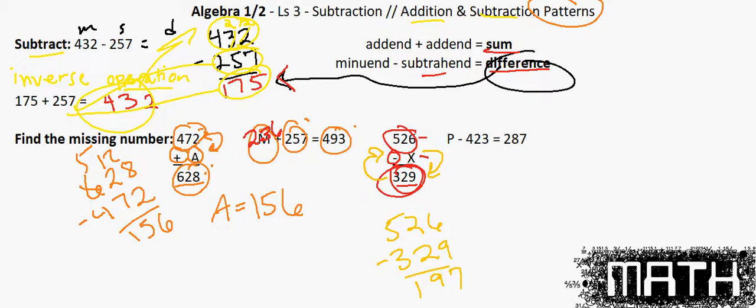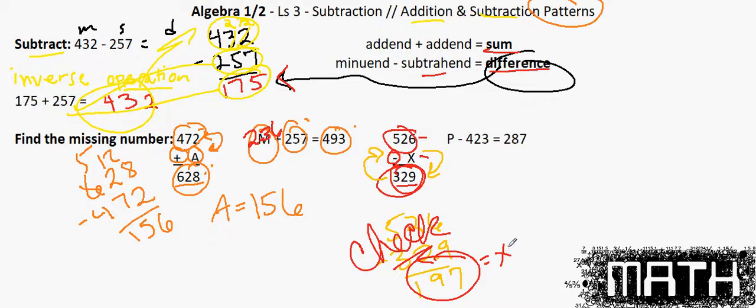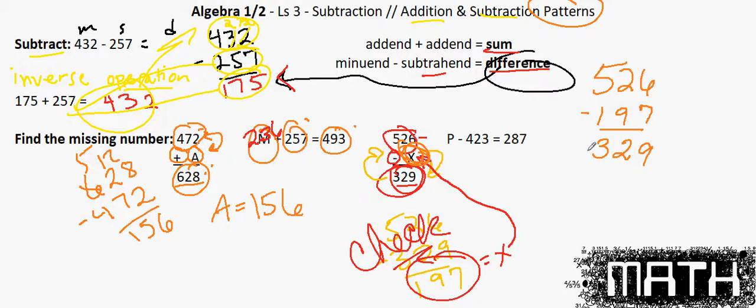You should never get this wrong. Do you know why? Because we can check. How can you check this problem? What do you think? You're going to take your 197 that you claim is x, and you plug it back in to where this is. And you take 526 and you subtract a subtrahend that is 197, which you said was the missing number. And you solve. And it has to look like it was supposed to. Check your answer. You'll never get these wrong.